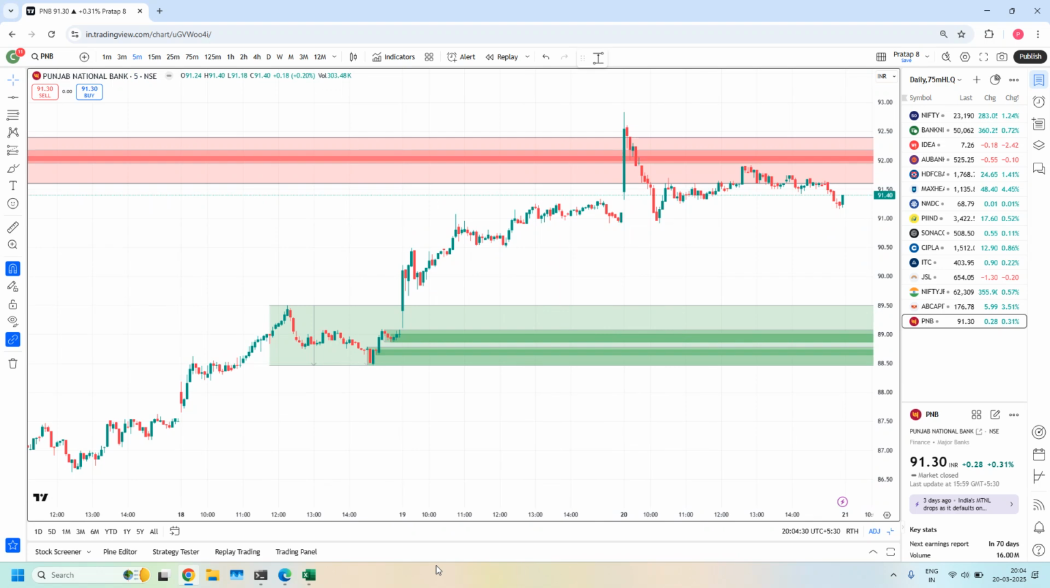Okay, these are the high liquidity zones we identified from the previous list.